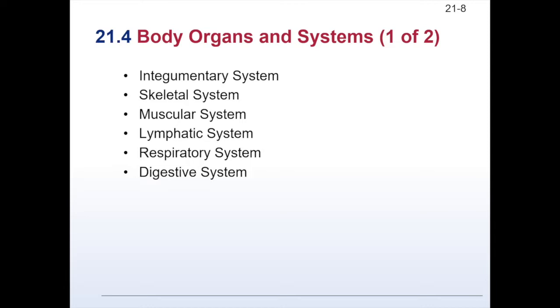Skeletal system. The skeletal system provides protection and support. It allows body movements and produces blood cells and stores minerals and fat. It consists of bones, associated cartilages, ligaments, and joints.